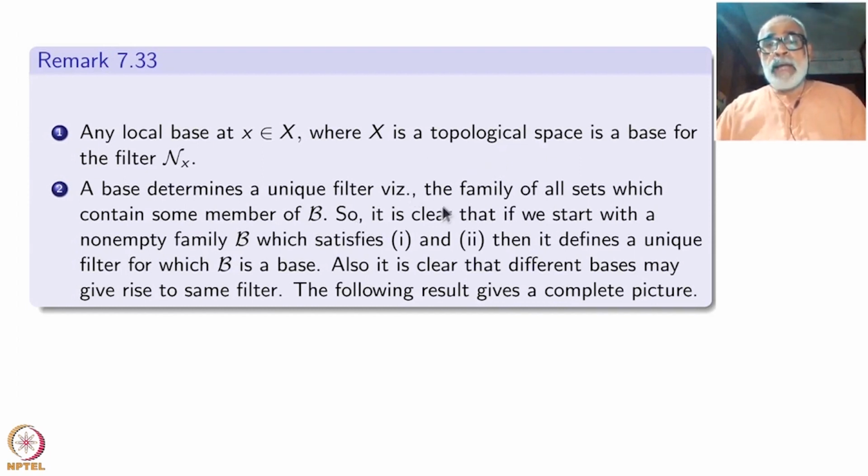Okay, why? Because the family of all sets which contain some member of B is taken. In particular, if I start with F a filter and a base for it, the filter generated by that, determined by that, may be even larger. That's all. So it is clear that if we start with a non-empty family B which satisfies 1 and 2, then it defines a unique filter for which B is a base.